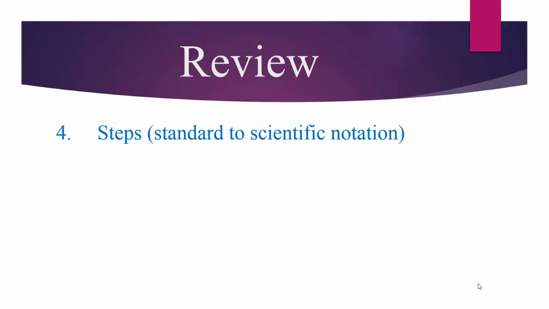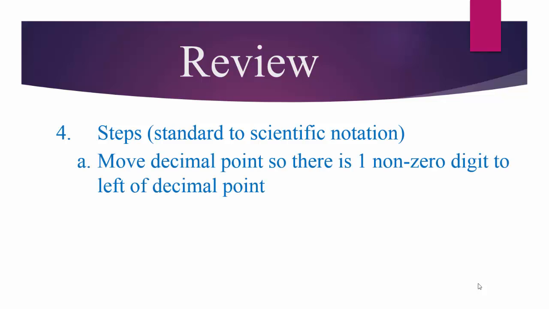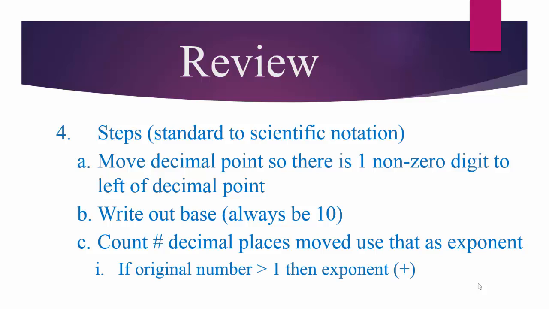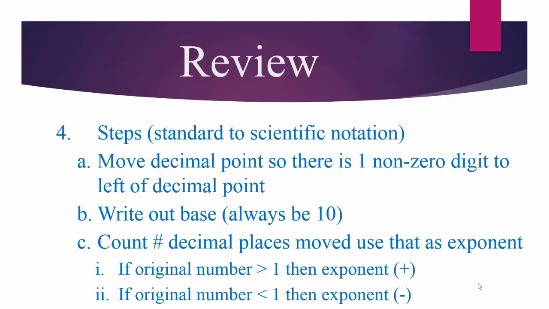There are steps in going from standard to scientific notation. You're going to move the decimal point. So there's 1 non-zero digit to the left of that decimal point. You're going to add the times 10. You're going to count the number of decimal points moved. Put that number as the exponent. And once again, if the original number is greater than 1, then the exponent is positive. If the original number is less than 1, then the exponent is negative.